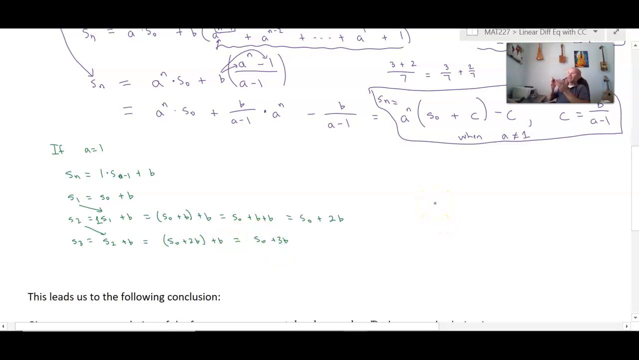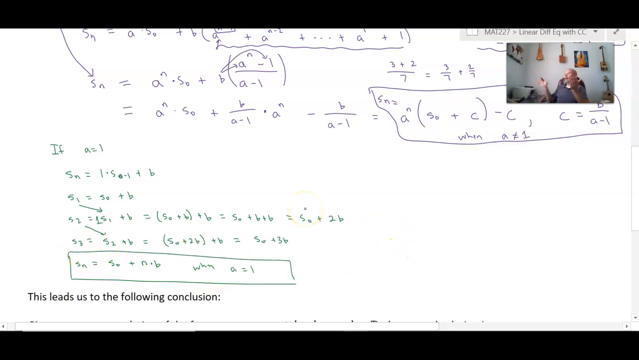Because we're just adding a constant at each iteration, and not multiplying the previous term by anything but 1, we're really just adding another layer of b each iteration. So it's fair to say that Sn will be the initial value plus n multiples of b. If we go 100 terms out, we have to add b 100 times to the initial value. And so this is our solution right here when a equals 1.